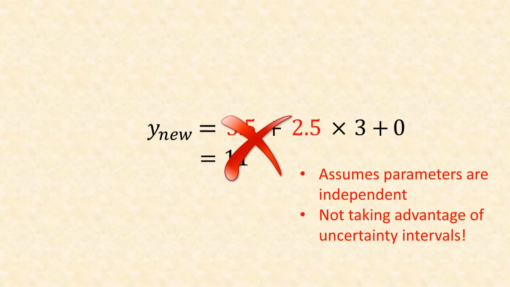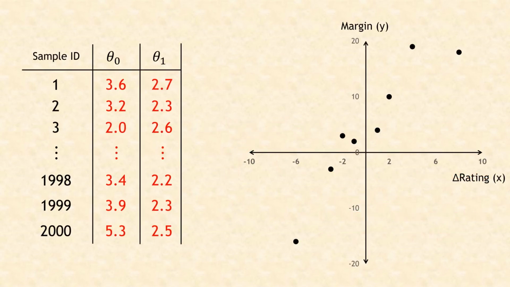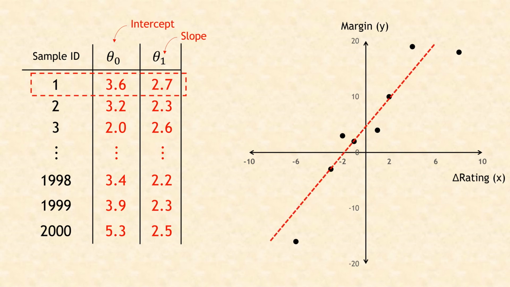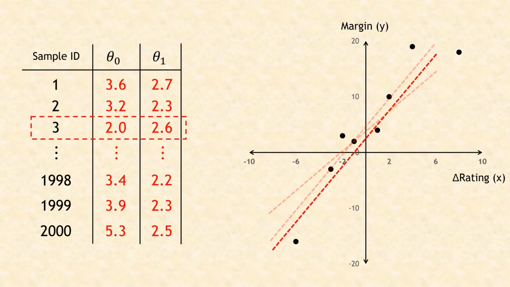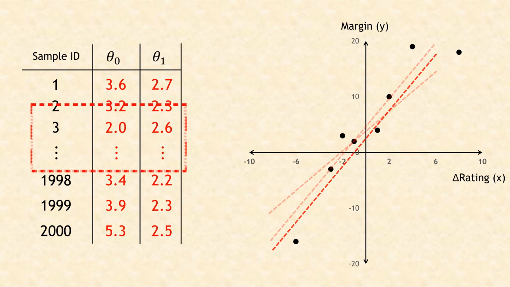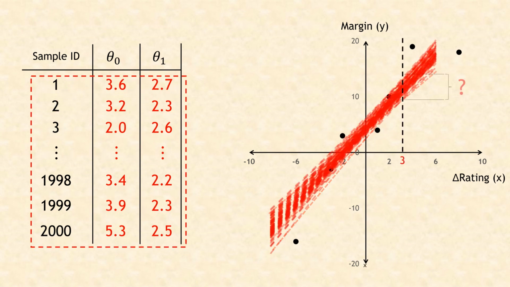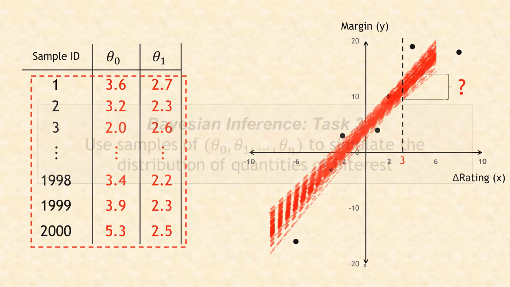To see how to do this properly, let's go back to our joint posterior table. θ0 and θ1 are interpreted as being the intercept and slope respectively of a line in xy space. We can draw the line corresponding to that pair of parameters on a scatterplot overlaid with the actual data, and we can keep doing this for all 2000 pairs to get a distribution of lines. The prediction at x equals 3 can then produce a distribution of predictions from all the pairs, which is the quantity that we are interested in this case.